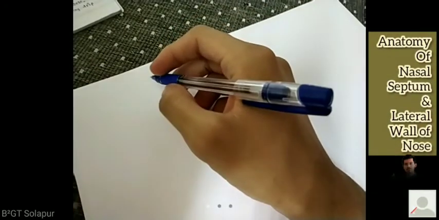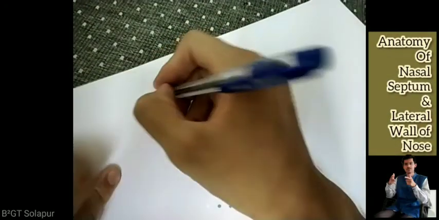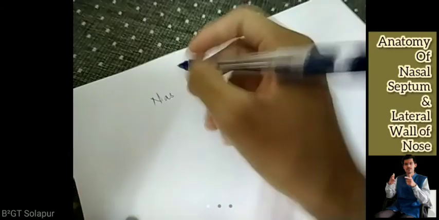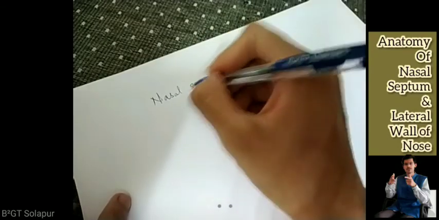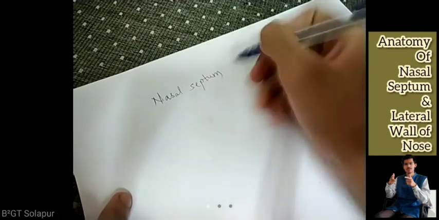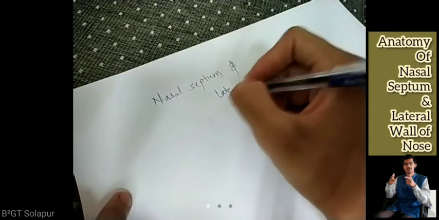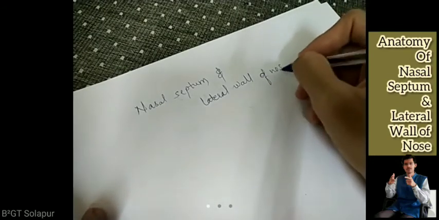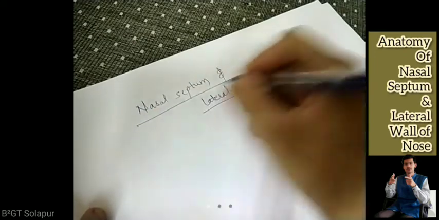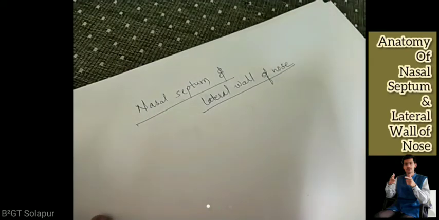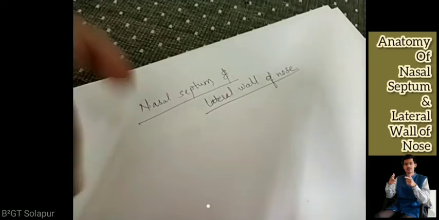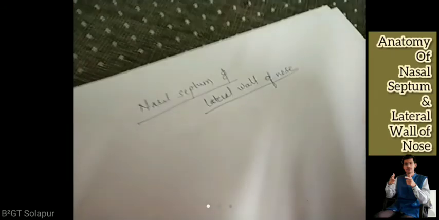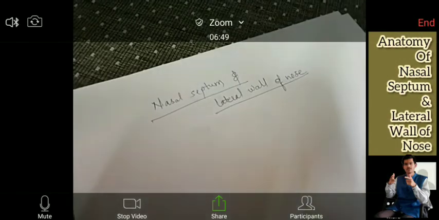It's about the nasal septum, right? Nasal septum and lateral wall of nose. This will be of great ease for you to understand because you have already done with the skull bones in the last discussion day before yesterday. So that is why it will be very much easy for you to understand this.